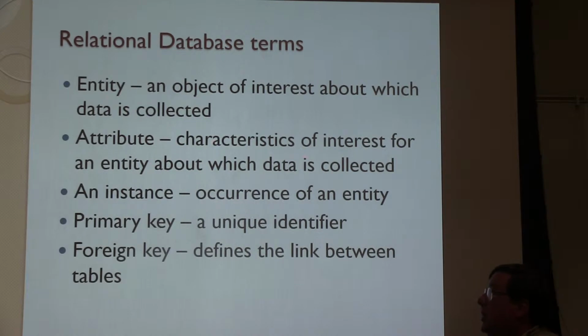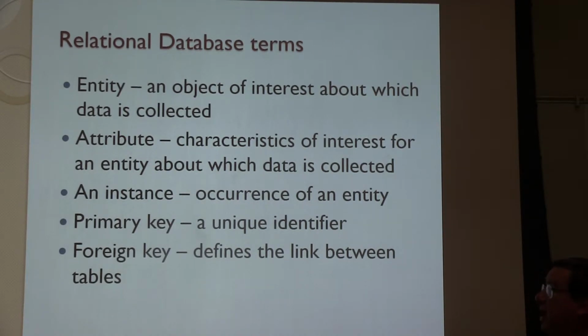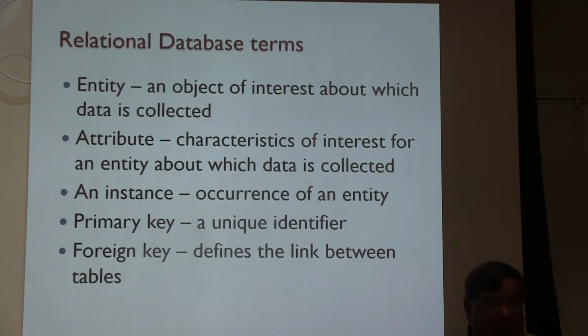Now, an attribute is a characteristic of interest about the entity, right? About which data is collected. Okay? If we have a customer, maybe we have the customer name. Maybe we have their address. These are all attributes. Maybe we have their income level. Maybe we have information about the fact that they like chocolate, right? Whatever it is.